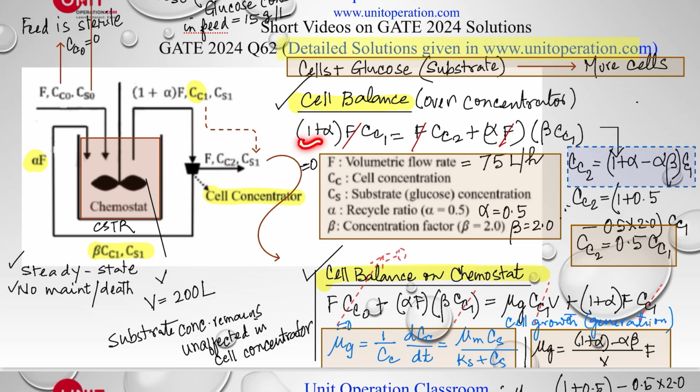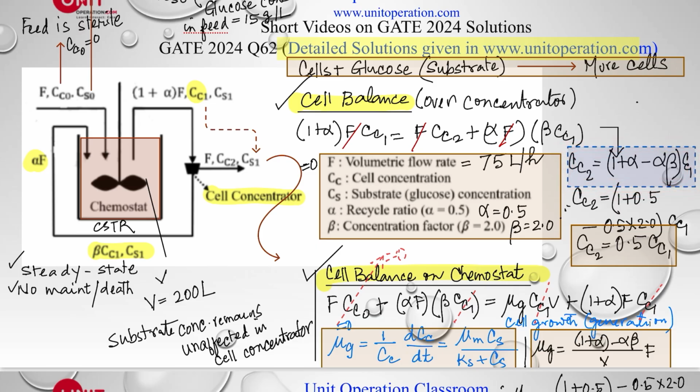So here it is (1 + α)F, which is the flow rate coming out from here, (1 + α)F times CC1, which is the concentration of the cell coming out from the reactor, is equal to F CC2, which is going out from here, plus αF, which is this one, multiplied by β CC1, which is the concentration. We are doing the cell balance. So these F's, of course, cancel out here, and we get the CC2 in this form.